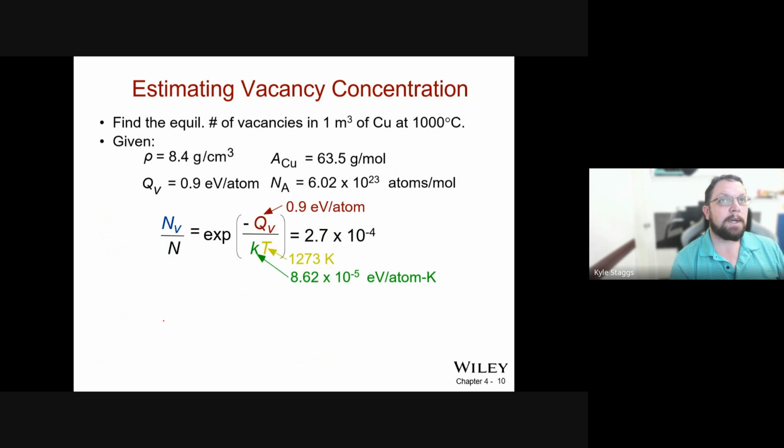That gives us about 2.7 times 10 to the minus 4 for the ratio of the number of vacancies to the number of available sites. So 2.7 times 10 to the minus 4 is a fairly low ratio, but that tells us that there are quite a few vacancies, even in that cubic meter at 1000 degrees C.